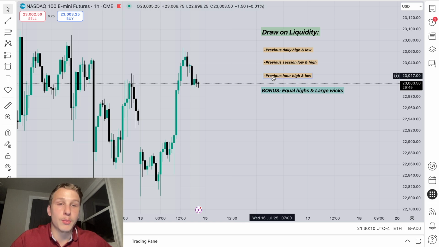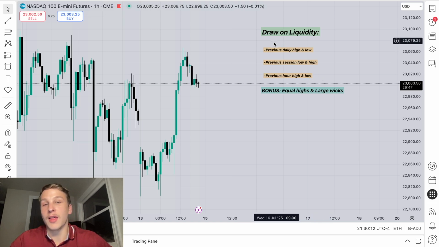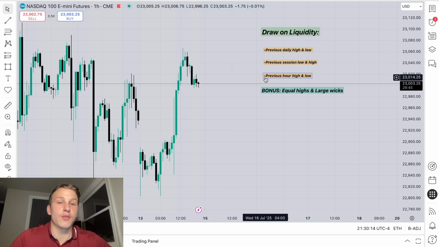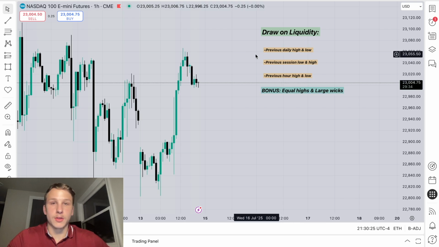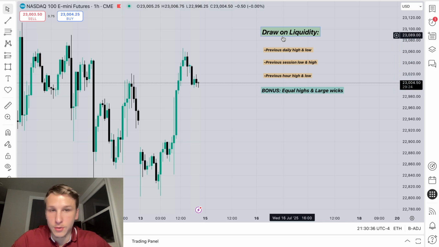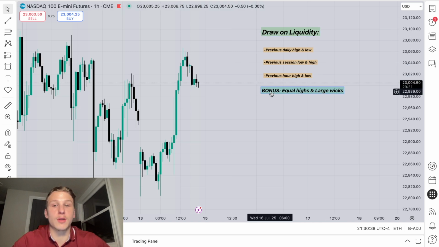Number 3, previous hour high and low. These 3 points that I just talked to you about right now are exactly what this algorithm in a $1 trillion market refers to on a daily basis. Nothing more, nothing less. These are the 3 ultimate draws on liquidity and the only thing you need to focus on. Now, with these 3 draws on liquidity, the bonus is going to be equal highs and large wicks.